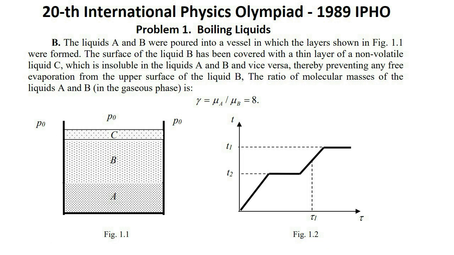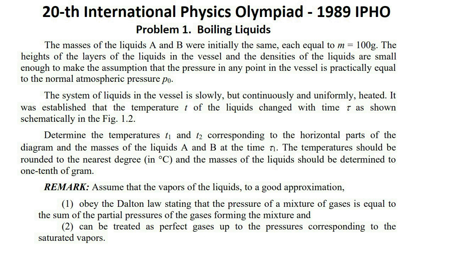Question B. The liquids A and B were poured into a vessel in which the layers shown in Figure 1.1 were formed. The surface of the liquid B has been covered with a thin layer of a non-volatile liquid C, which is insoluble in the liquids A and B and vice versa, thereby preventing any free evaporation from the upper surface of the liquid B. The ratio of molecular masses of the liquids A and B, in the gaseous phase, is gamma equal mu A over mu B equal 8. The masses of the liquids A and B were initially the same mass m, equal 100 gram.